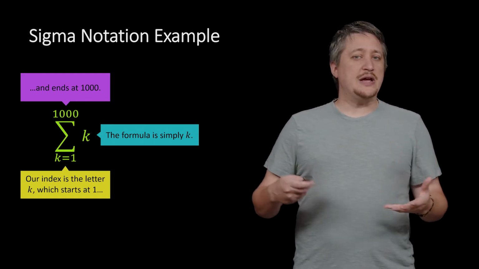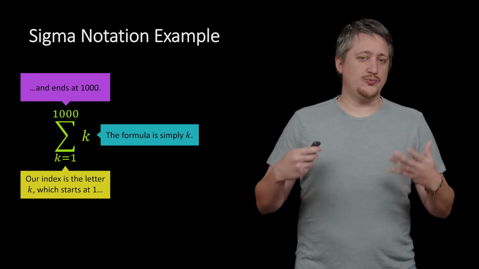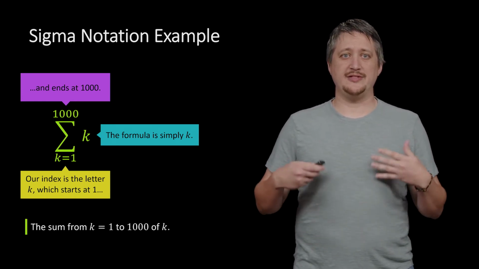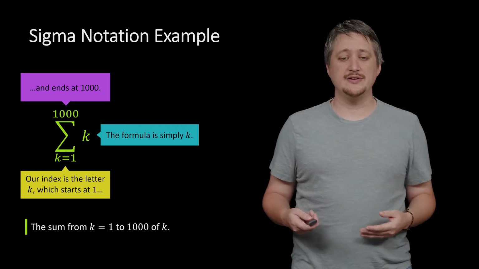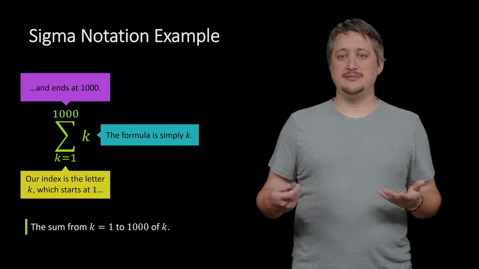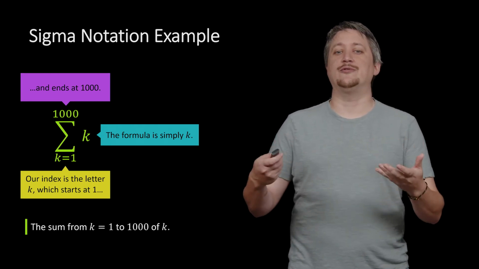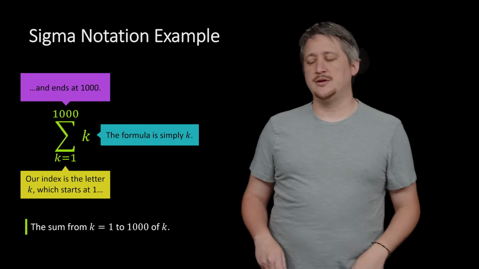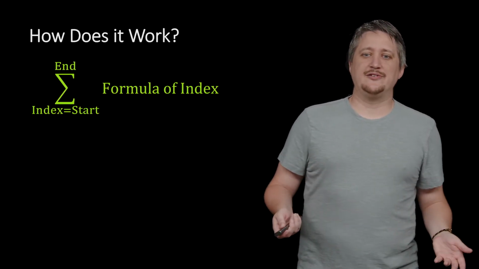So the way we would read this, if we were to read this out loud, we would say the sum, that's what the sigma part is, from K equals 1, the bottom part, to 1,000, the top part, of, and then the formula, K. The sum from K equals 1 to 1,000 of K. All right, how does that work?